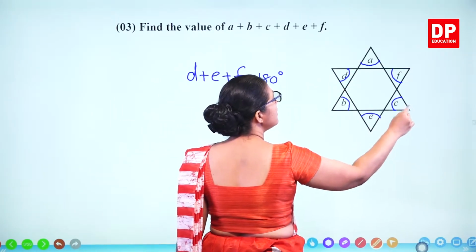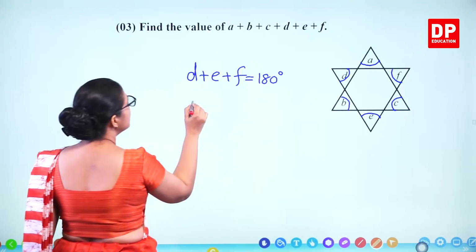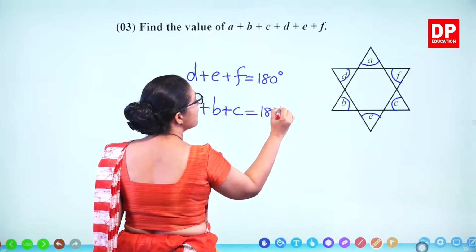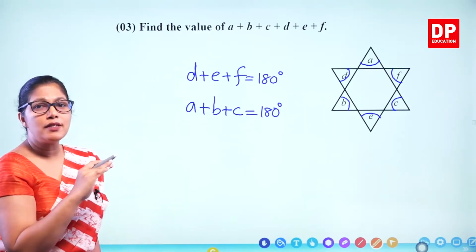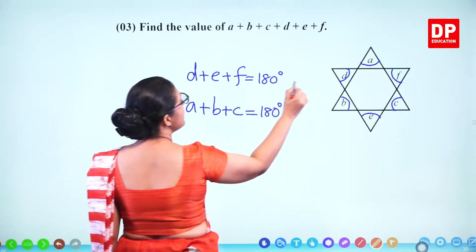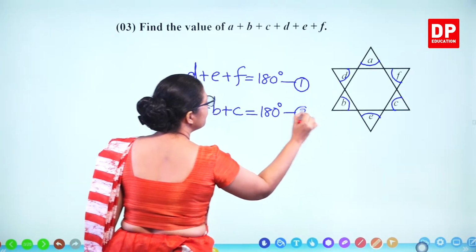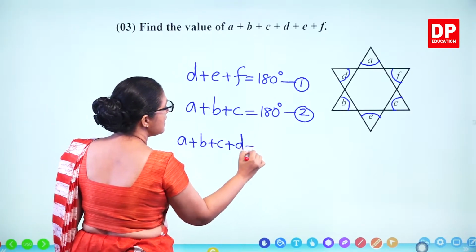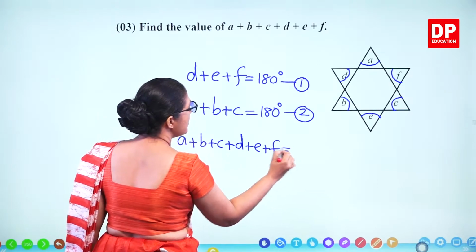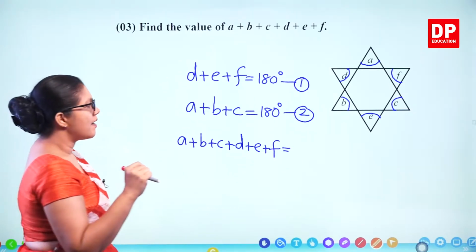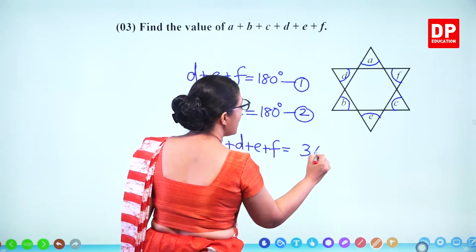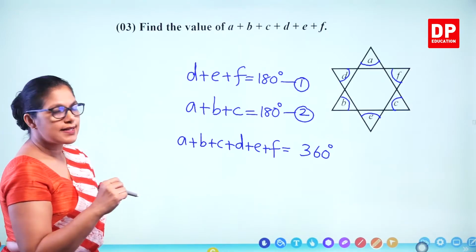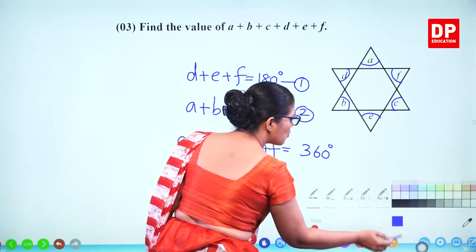Look at this triangle, ABC. That's also a triangle, so that also adds up to 180. We need the total of all angles, so you add these two. You get A plus B plus C plus D, E, F is equal to 180 plus 180, 360 degrees. So that's 360. You get 2 marks for that.